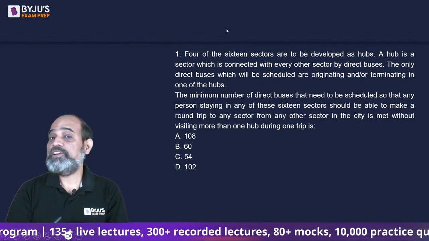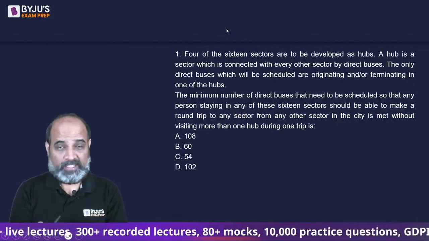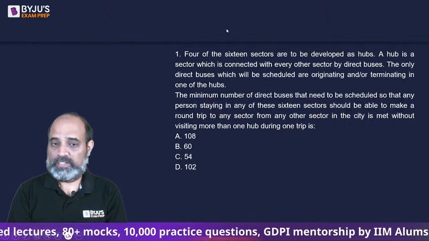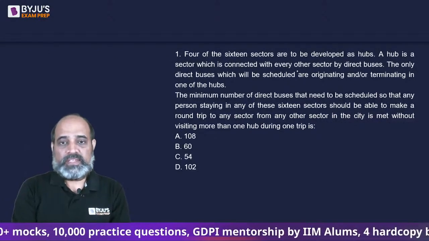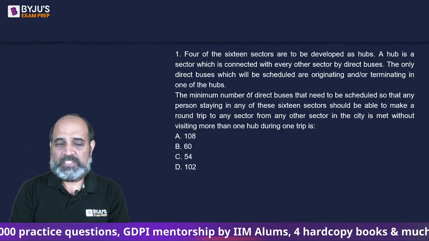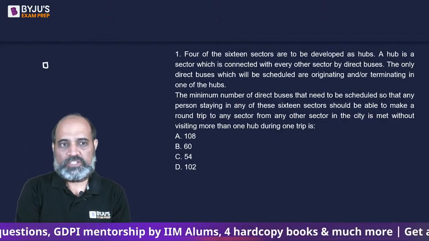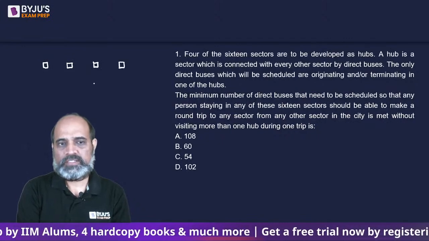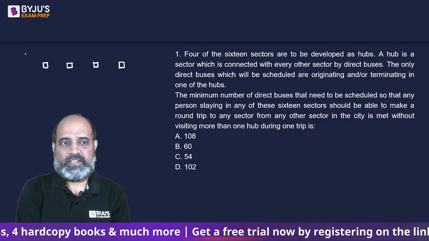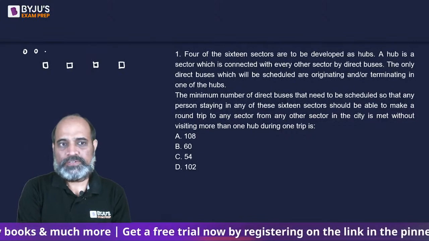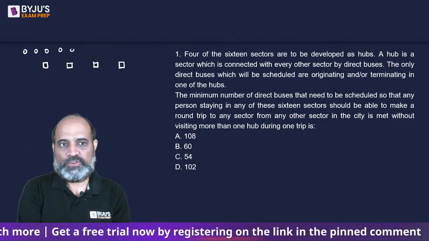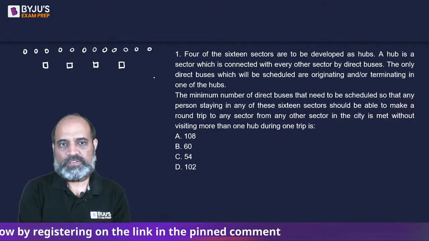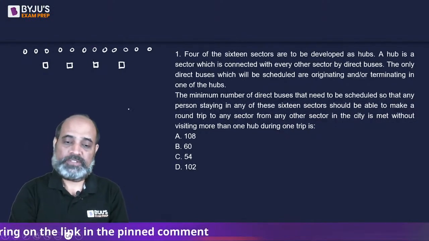So the understanding of the question, what is given, what they're asking, is very, very crucial, because the calculation part is not a difficult one. So it says there are 16 sectors and 4 of them are supposed to be hubs. So let's denote the hubs as small squares. So 4 hubs are here. And then we need another 12 cities, right? So 3, 4, 5, 6, 7, 8, 9, 10, 11, 12. So we have 12 cities and 4 hubs.